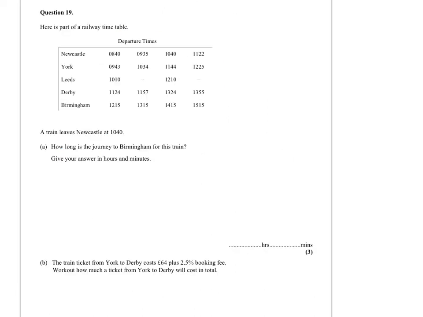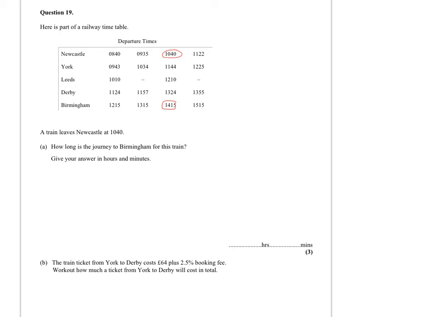Question 19. Here is part of a railway timetable. A train leaves Newcastle at 10:40, so that will be this one. How long is the journey to Birmingham for this train? Give your answer in hours and minutes. Okay. So it leaves at 10:40 and arrives at 2:15.